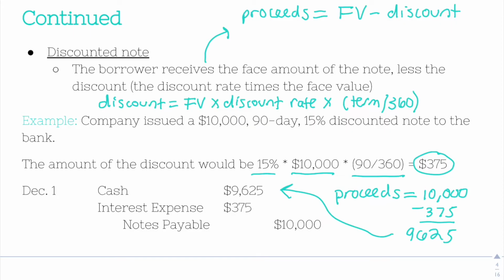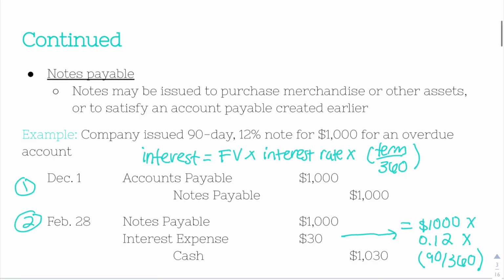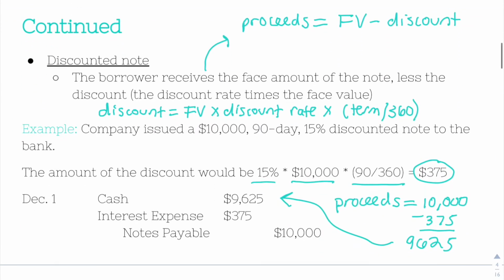So the difference between a discounted note and a regular note: with a regular notes payable, you're receiving the full face value up front and you pay back the face value plus interest, so you end up paying more, but you get the full amount up front. And with a discounted note, you receive the face value less the discount, so you receive less up front, but you only have to pay back the face value, so the $10,000 here. There's no set rule for why you would choose one or the other. They're both fine. Just knowing the difference in how they're journalized is important.